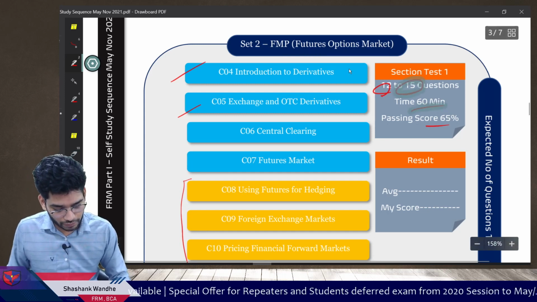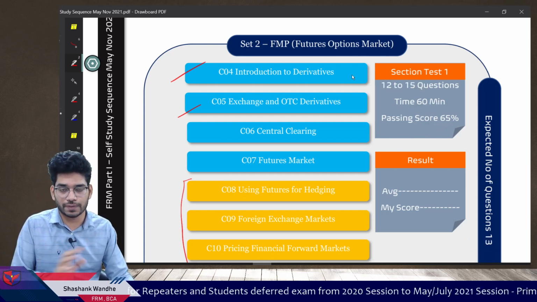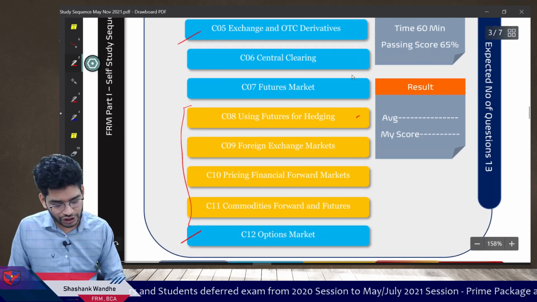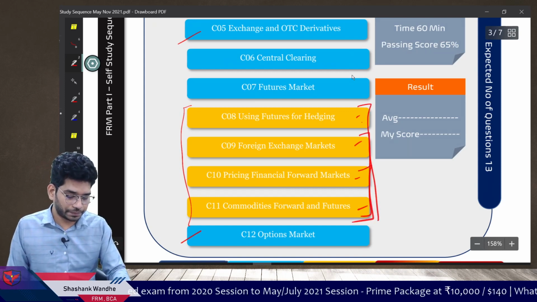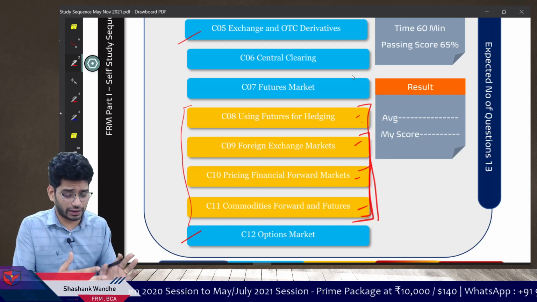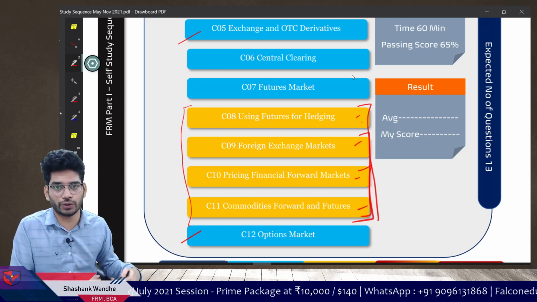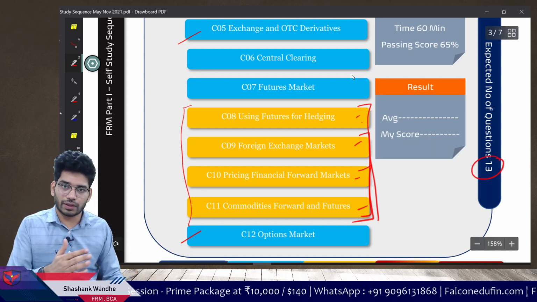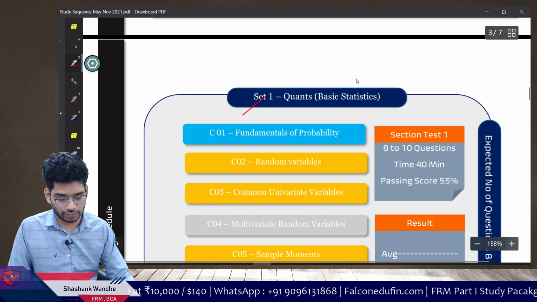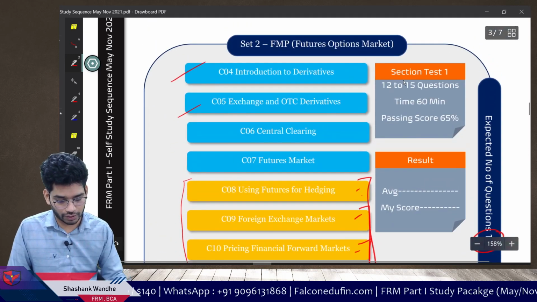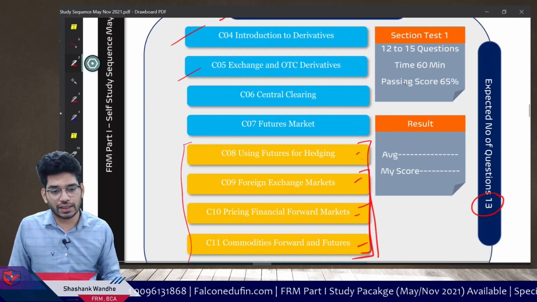Right now we are just focusing on the self-study sequence. In this section, you will study the basics of futures and options, complete basics. Then you have some average difficulty level topics, mainly these 4 topics. Please make sure that you are good with these topics, because the preparation in this particular section is going to affect you in the later sections. At least 50% of the syllabus is dependent on set 1 and set 2, so you have to make sure you have a proper understanding of these sets. Expected number of questions: 13.